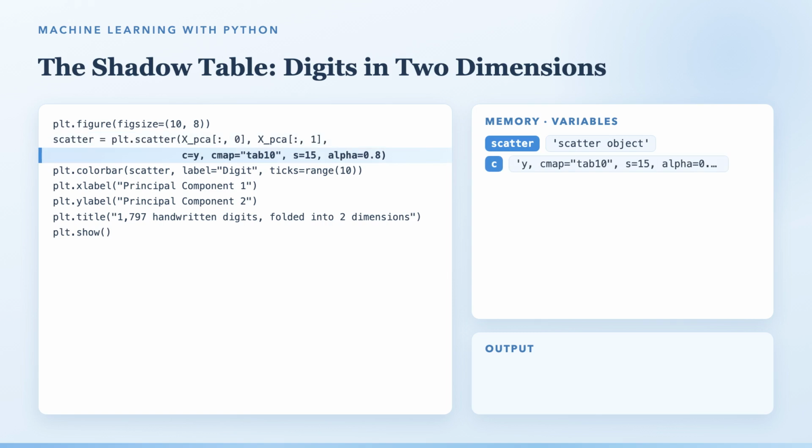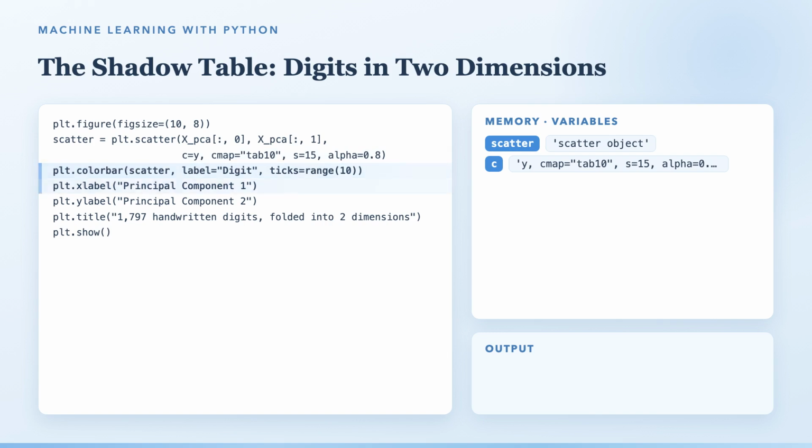But pause on what just happened. This data lives in 64 dimensions. No one can picture 64 dimensions. And yet here it is, resting quietly on a table, seen at last. Only a handful of lines, and a whole world appears.